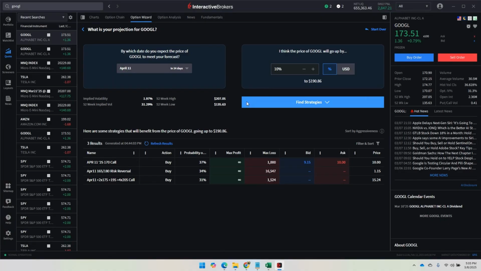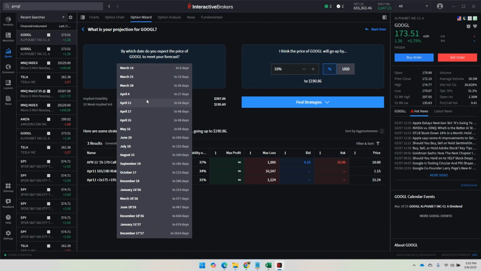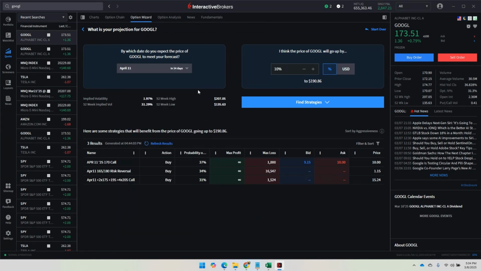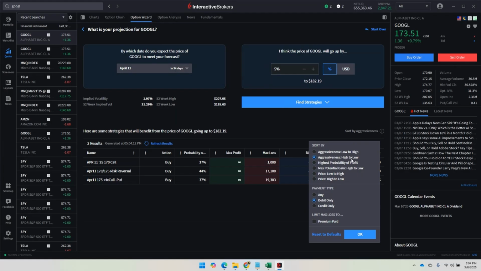Okay, so we're going to start off first and we're going to look at the short term. So if I wanted to look for a bullish strategy, let's say expiring in 30 days, right? So I can go in here to April 11th. This is 34 days. And let's say I think Google is going to go up 5%. Okay, I'm here in the options wizard and I can click find strategies. Now from here, what I like about this is you can go into filter and sort. You can go aggressiveness, high to low, aggressiveness, low to high, highest probability of profit, debit, credit, or any. And this is going to show you all the different scenarios.